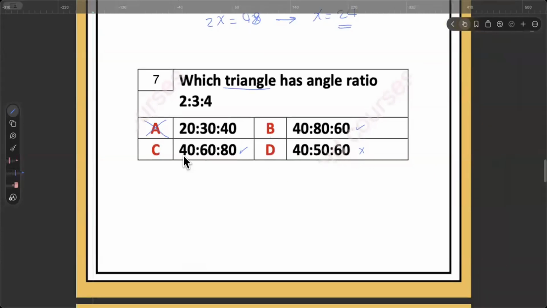So the answer may be B or C. Now we are searching for 2 to 3 to 4. 2 is the smallest number, 4 is the greatest number. So we have 40 and 80. 40 is the smallest number, 80 is the greatest number. So we can find the ratio 40 to 60 to 80. If we want to simplify it, cross out the zeros and divide by 2: it will be 2, 3, and 4. So the ratio is 2 to 3 to 4. The answer is C.